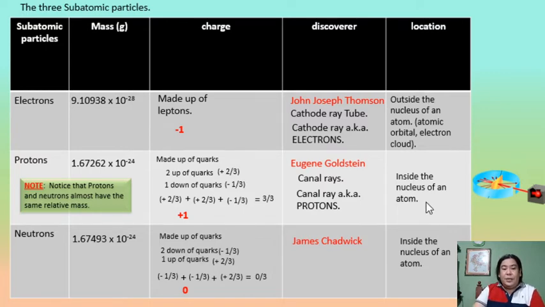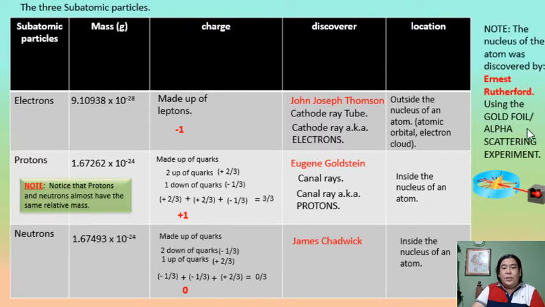Since kanina pa natin binabanggit yung nucleus of the atom, who discovered ba the nucleus of the atom? The nucleus of the atom was discovered by Ernest Rutherford using the famous gold foil experiment or the alpha scattering experiment. I have this simple illustration of that particular experiment done by Ernest Rutherford in order for him to discover the nucleus of the atom. And then we all know that most of the mass of the atom is located in the atom's nucleus. The most heavy part of the atom is the atom's nucleus.